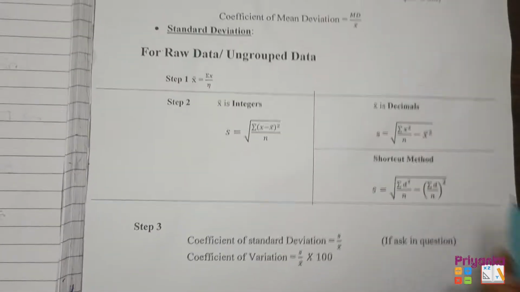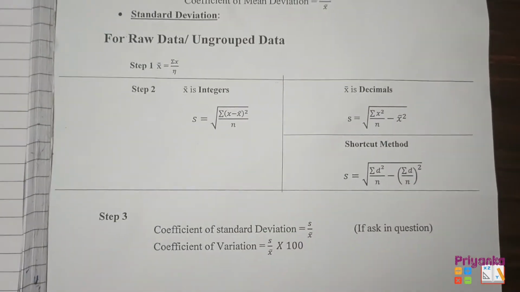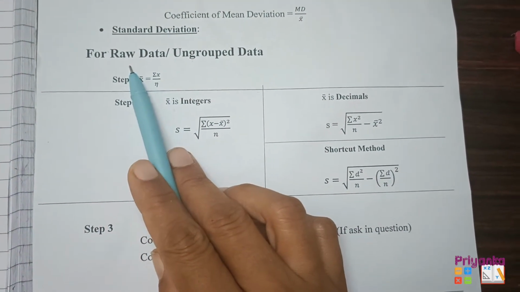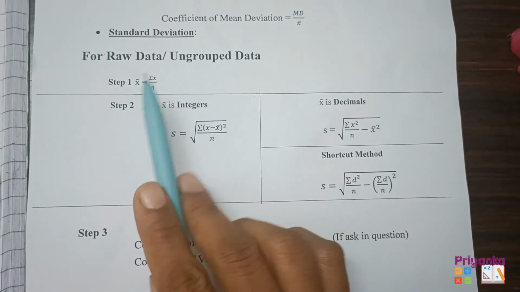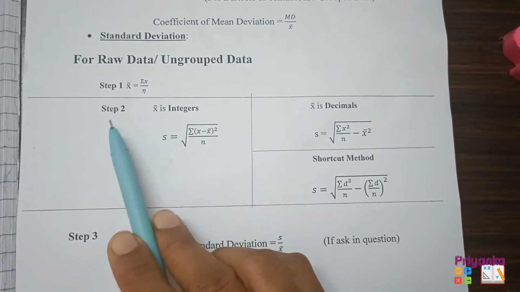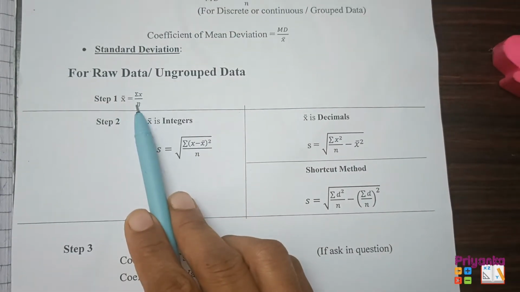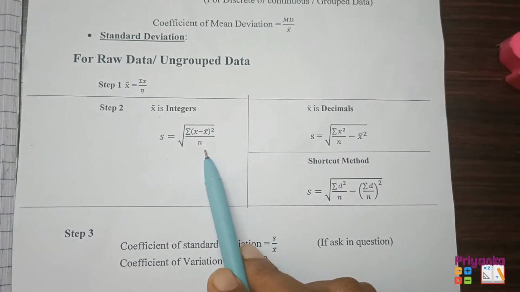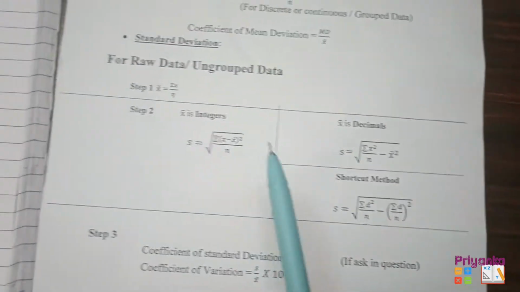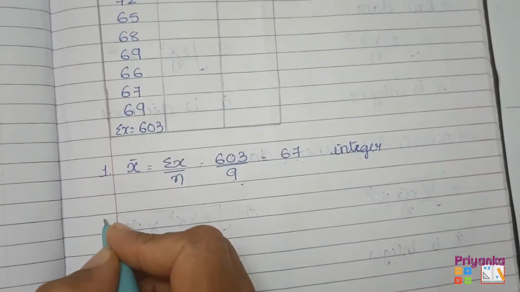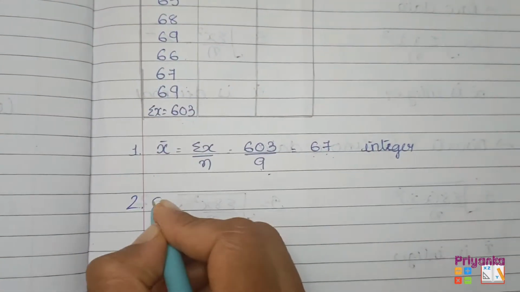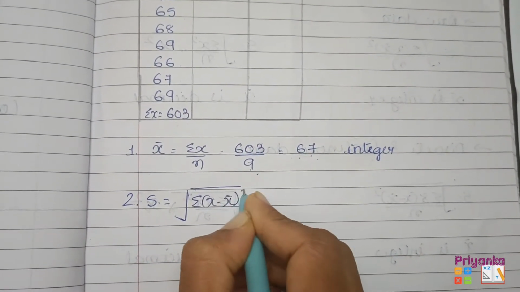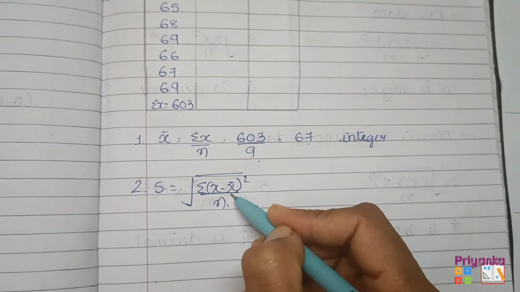Hope you remember the first video where I introduced all the formulas. For the standard deviation, if the information is raw data or ungrouped data, step 1 is to find the mean. Step 2 depends on the answer of the mean. If the answer is an integer, meaning it doesn't come in decimals, use this formula. So let's take the second step: standard deviation is equal to under root sigma x minus x bar whole square upon n.